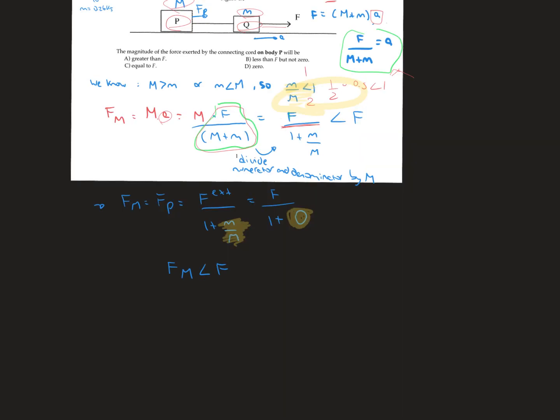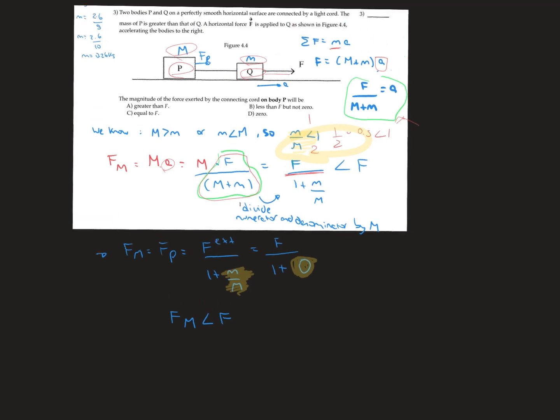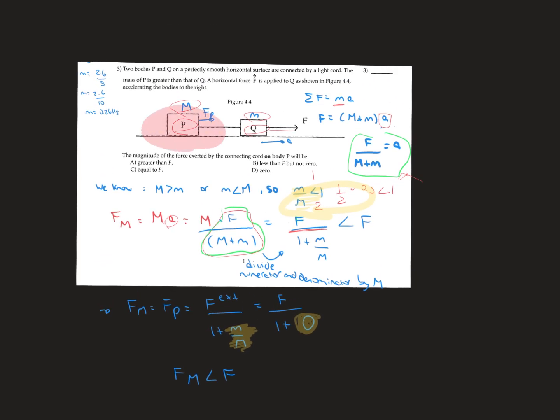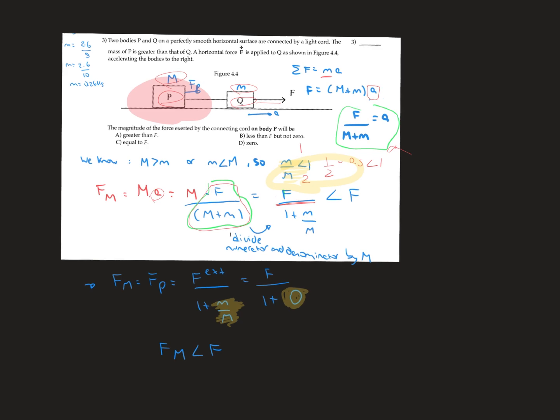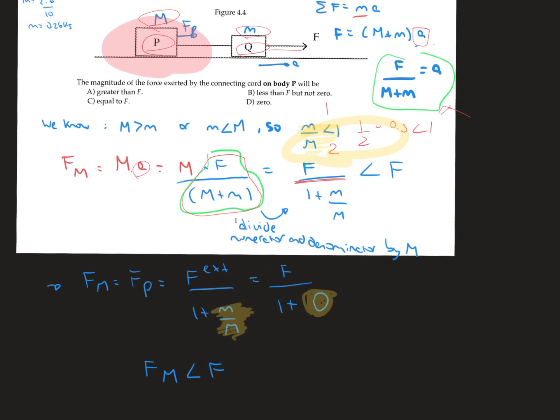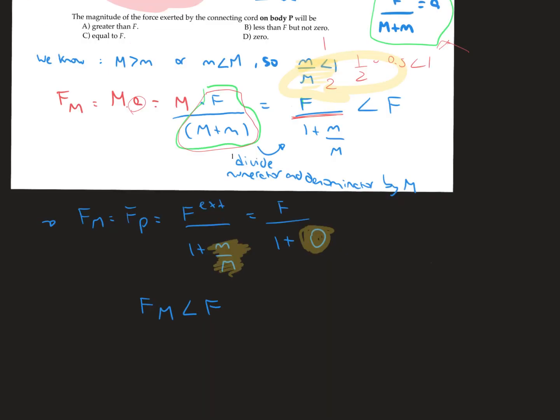But we have to remember that the force on M refers to the mass of P, because that's what the original question says. So the force on M is going to be equal to the force on P, which is going to be equal to the external force divided by 1 plus little m divided by big M. Since we said that little m divided by big M is going to be less than 1, we could say that it's going to be close to 0.